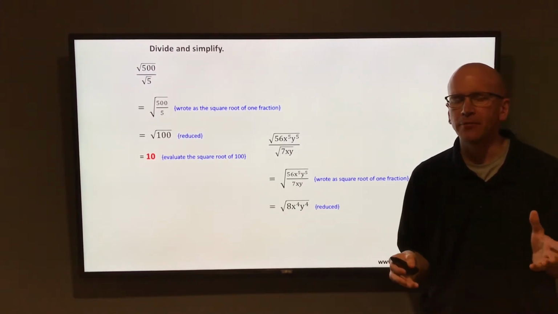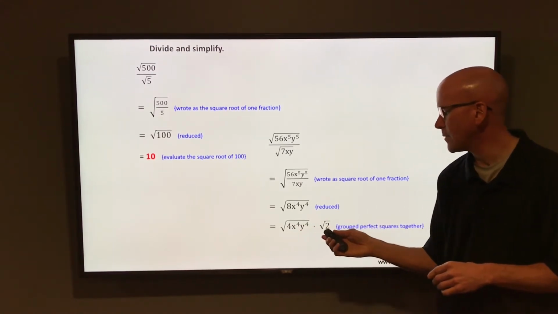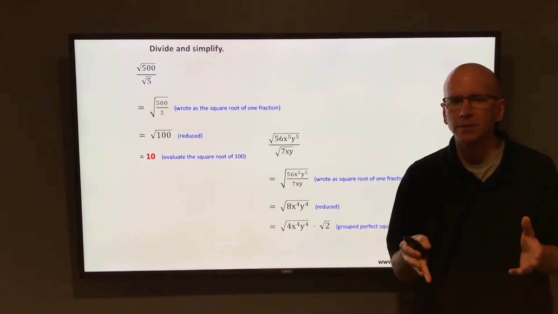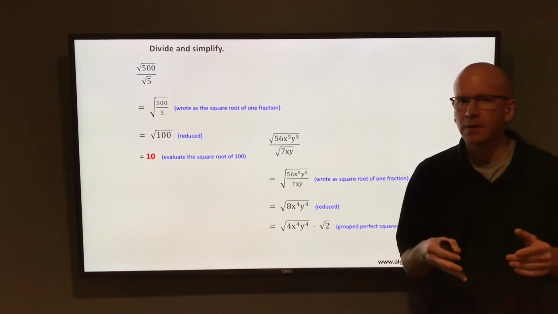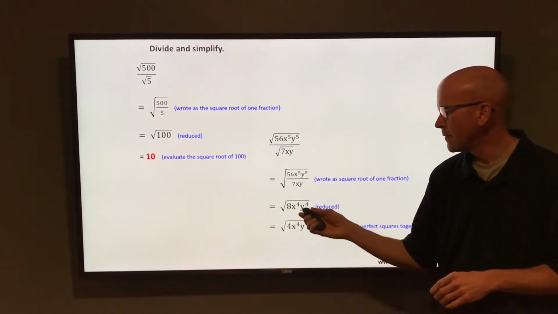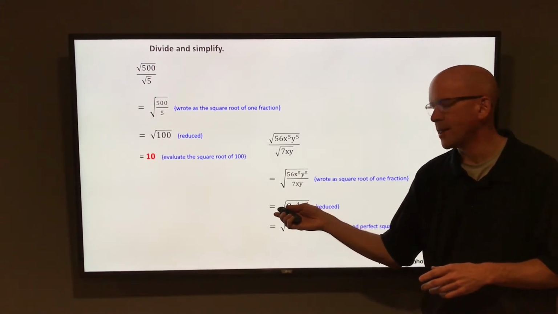Now 8's not a perfect square, but it can be broken down into the square root of 4 and the square root of 2. So we're splitting that 8 into two factors. One of them has a perfect square root, and the other one doesn't break down again. That would be the 4 and 2. Then for the x to the fourth, that's a perfect square because that exponent of 4 is divisible by that root of 2.